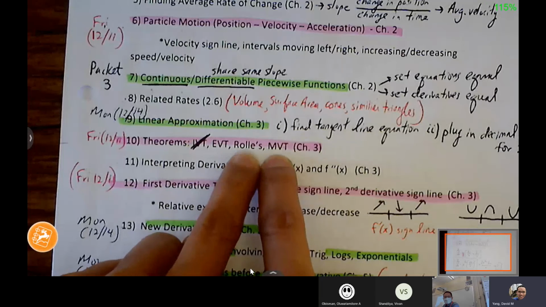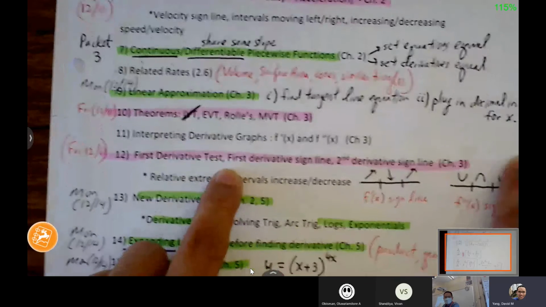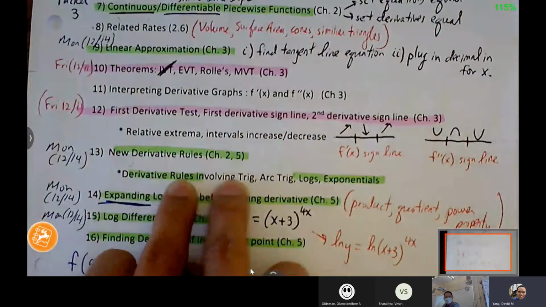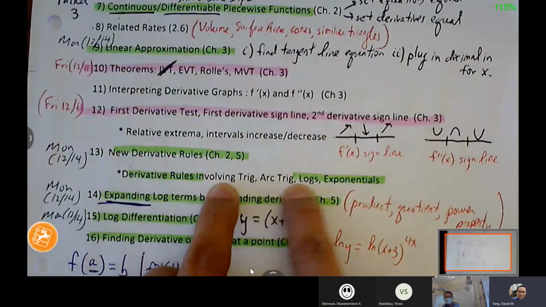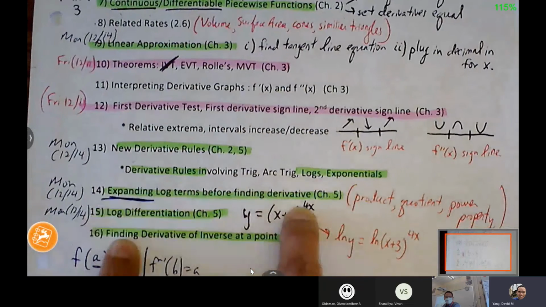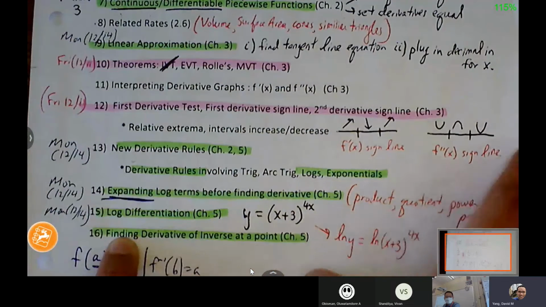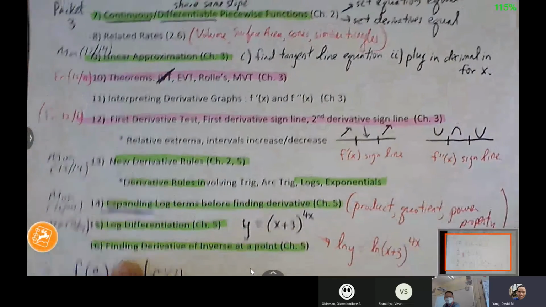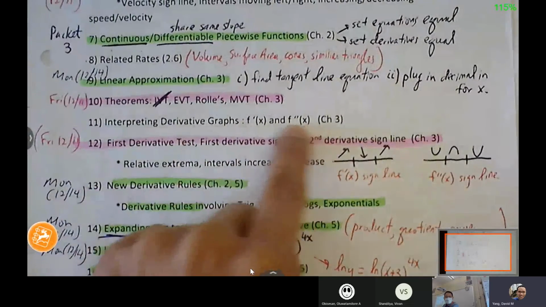Rolle's theorem is pretty similar. It's just that we know that f of a has to equal f of b. First derivative tests, concavity sign line, derivative rules involving trig, arc trig, logs, and exponentials. Expanding logs, log differentiation, derivative of an inverse at a point, interpreting derivative graphs. We just did one of those.